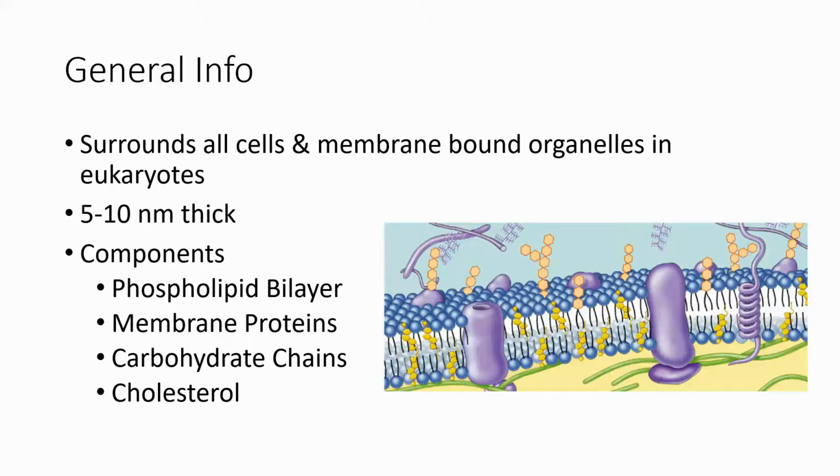Membranes are going to surround every single cell. Remember, sometimes they have a cell wall outside of them in everything except for animals and some protists. And they also surround all of the membrane-bound organelles in eukaryotes. It's a fairly thin layer, only 5 to 10 nanometers thick, and it's got 4 major components.